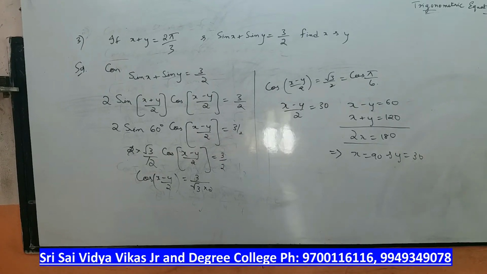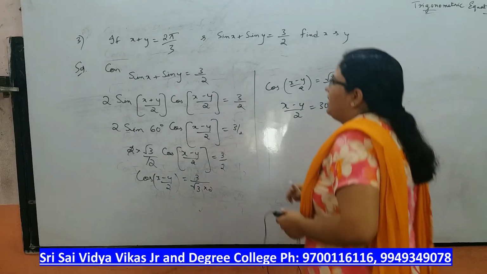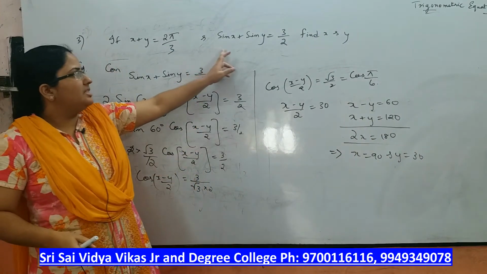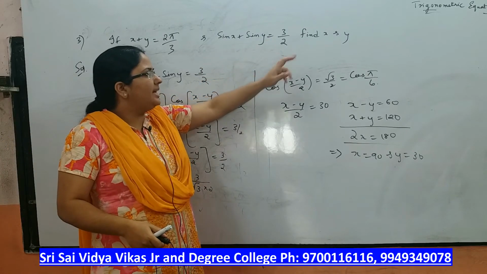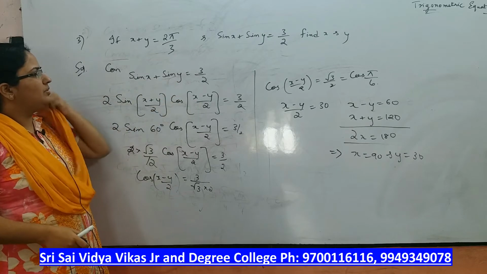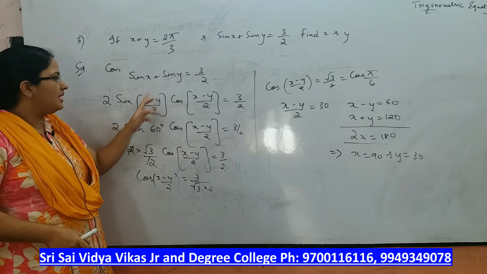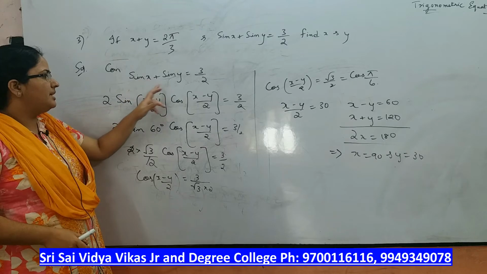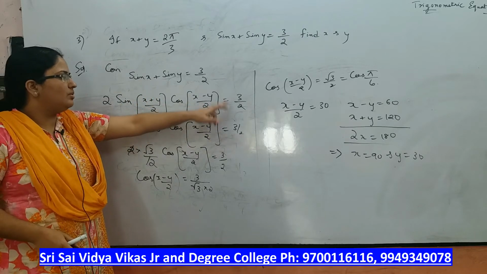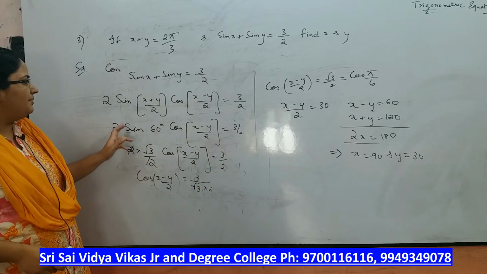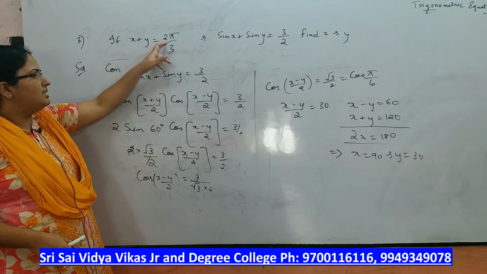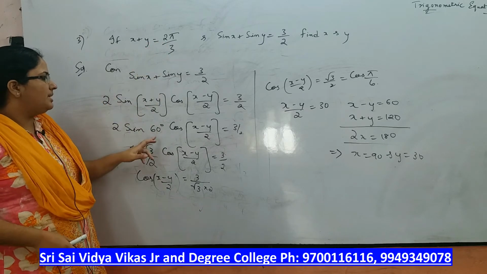In the next problem we have x plus y is equal to 2 pi by 3, that is 120, and sin x plus sin y is 3 by 2. Find x and y. Sin x plus sin y is equal to 3 by 2. Sin plus sin is 2 sin cos. So 2 sin of x plus y by 2 cos of x minus y by 2 is equal to 3 by 2.